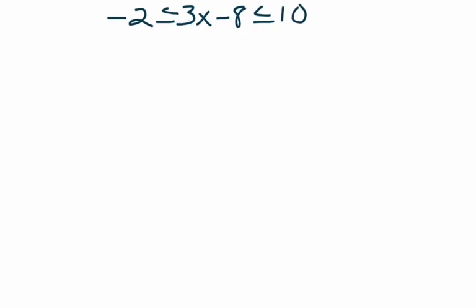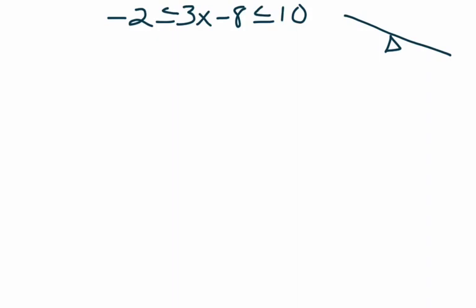And just like with solving a linear equation, we need to undo what we did. So we're going to undo that subtraction by adding. We're going to undo that multiplication by dividing. And we're going to do it in the same order that we did it for lines. We're going to undo the subtracting first, and then we'll undo the multiplication. The only thing that's a little bit different is you've got this inequality here.